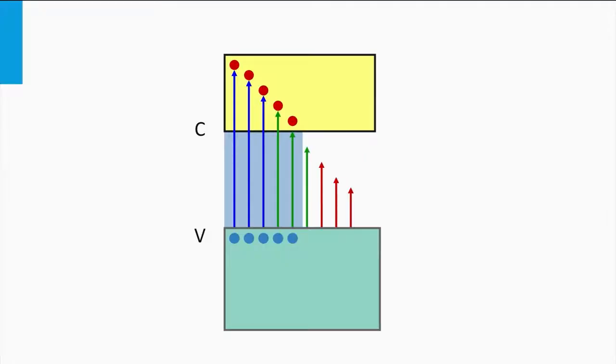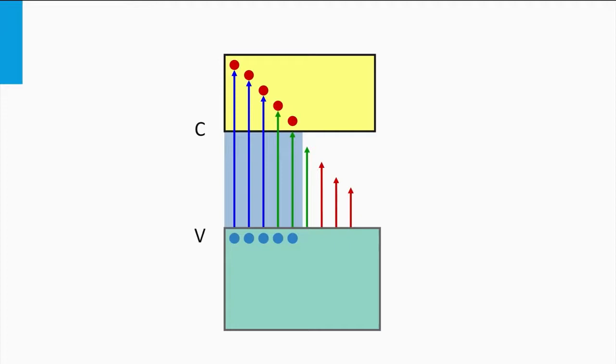In this illustration, the conduction, valence band and bandgap of the absorber material are shown. In addition, I represent the solar spectrum by arrows with various lengths and colors. The blue arrows correspond to energetic photons. Their photon energy is much higher than the bandgap. The green and red arrows correspond to photons with lower photon energy. The red photons have a low energy. It's even smaller than the bandgap energy.